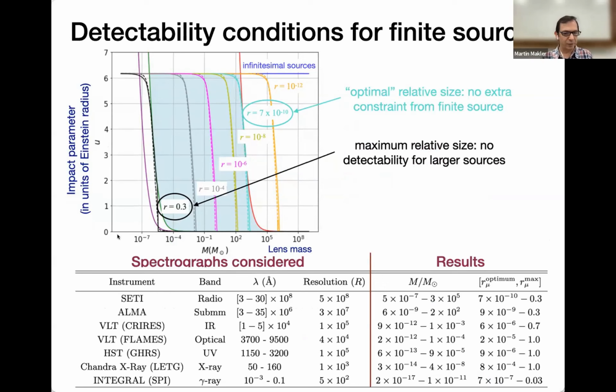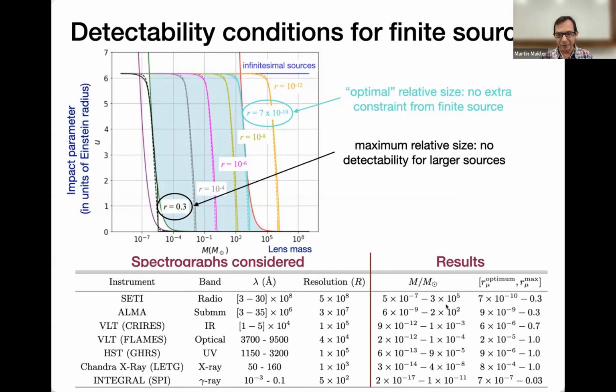So we consider a set of different instruments, characteristic of each wavelength range: radio, submillimeter, infrared, optical, UV, X-ray, gamma rays. And then we make this kind of analysis to see what is the mass range where a lens would produce this observable that we call the wavelensing pattern in the spectrum. And these are the minimum, the optimum, and the maximum sizes. So we see that fairly large sizes can be allowed, but ideally, sources would be very small so that we have the full region of detectability.